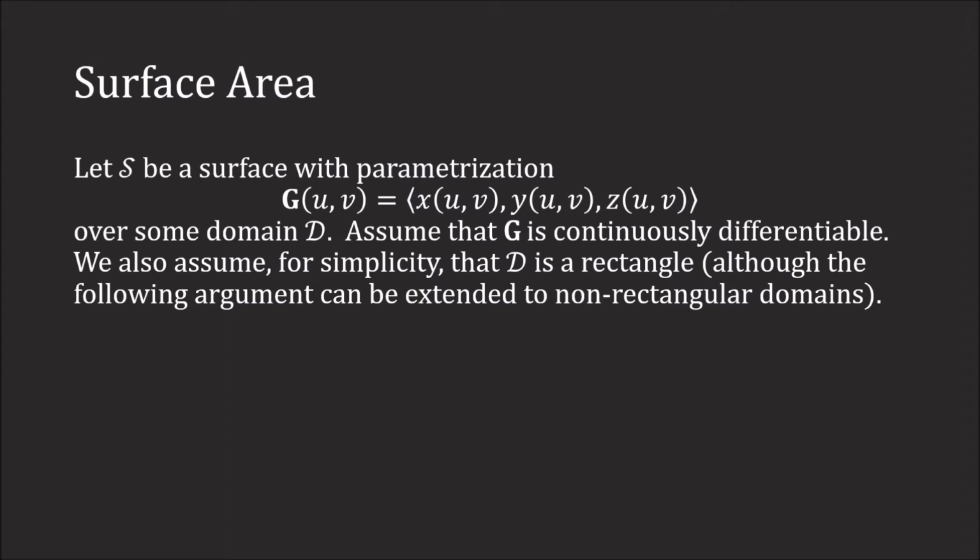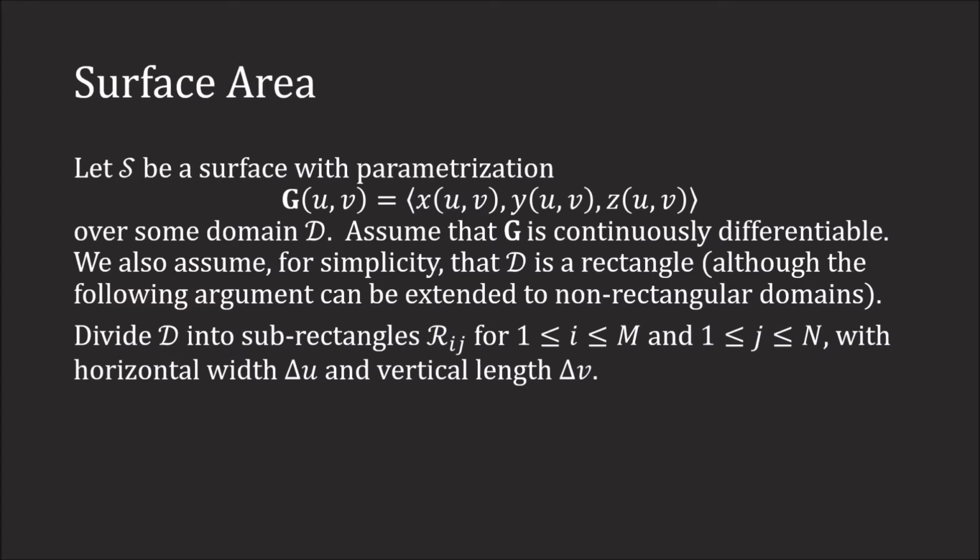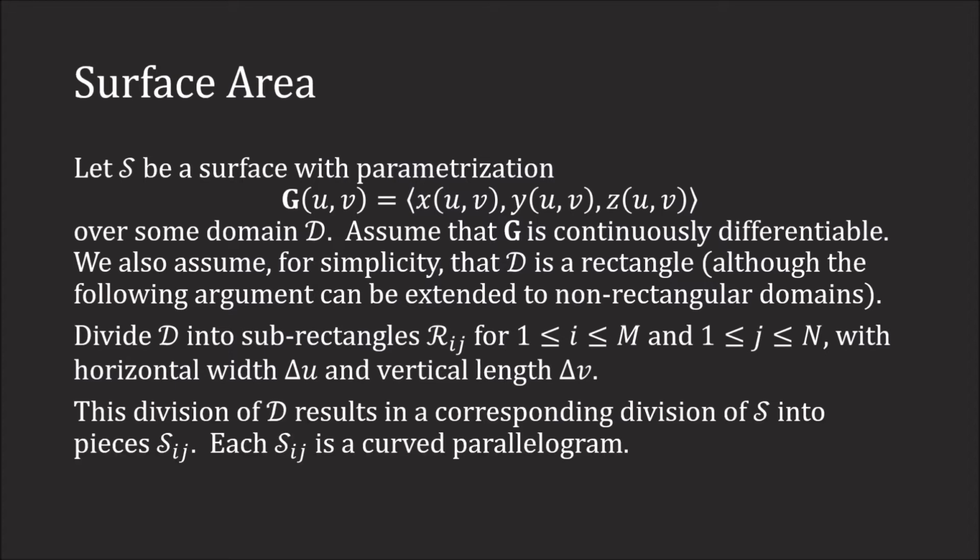We divide D into sub-rectangles, R sub ij, where i goes from 1 to big N, j goes from 1 to big N. It has horizontal width of delta U and vertical length of delta V. Now this division results in a corresponding division of the surface S into pieces S sub ij. Each S sub ij is a curved parallelogram.